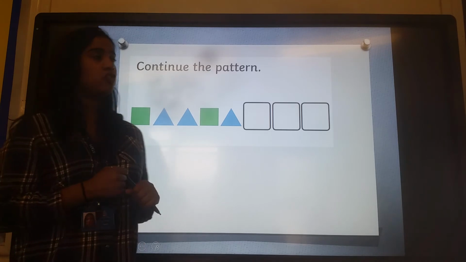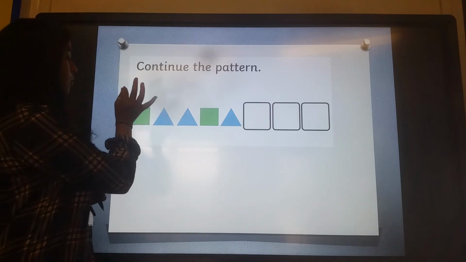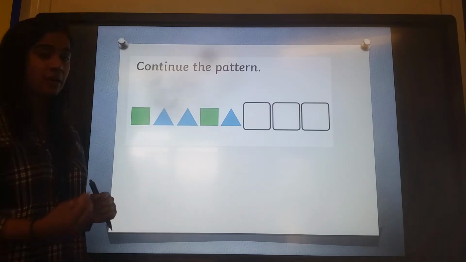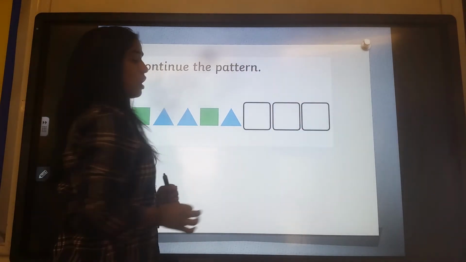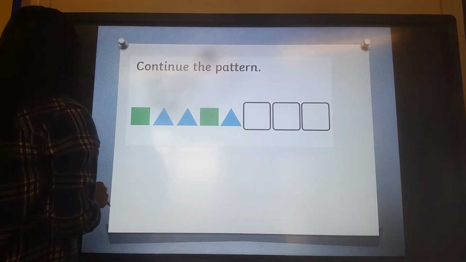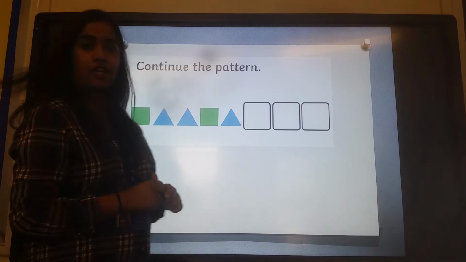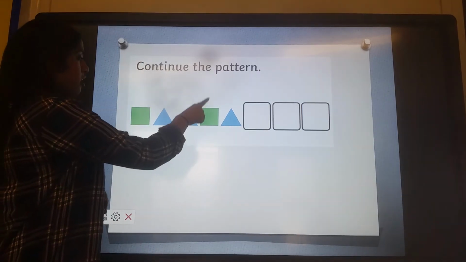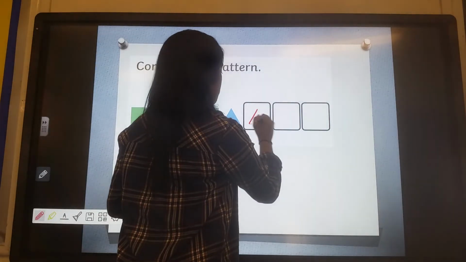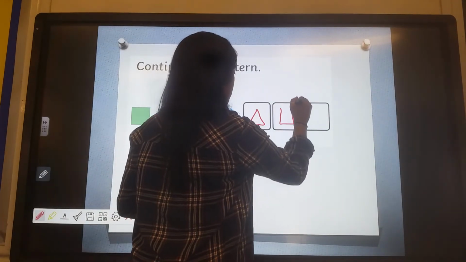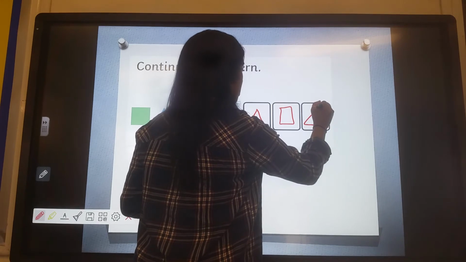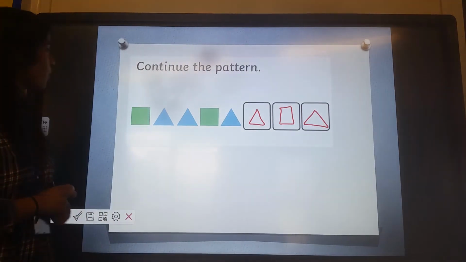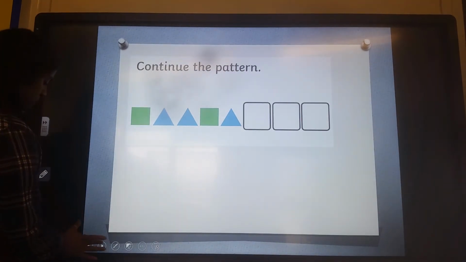Continue the pattern. So we're looking at another sequence. We need to look at the shapes carefully and then think about what the next 3 shapes are going to be. Off you go. Are you ready? Okay, let's have a look. So we have square, triangle, triangle, square, triangle, so that's another triangle, square, and another triangle. Well done if you got that question correct. Next question.